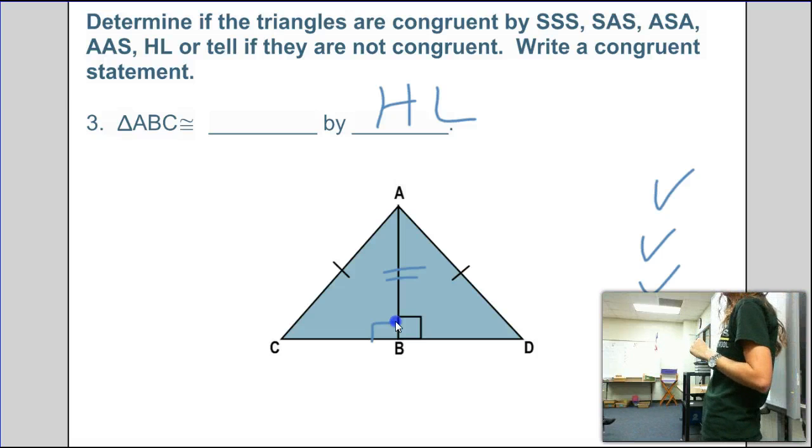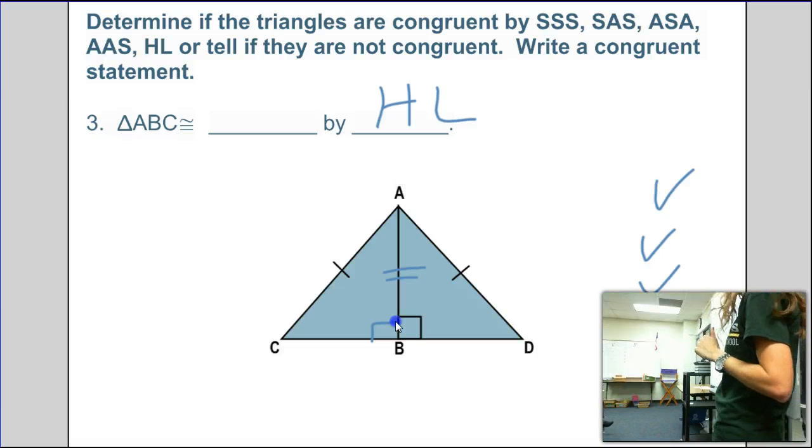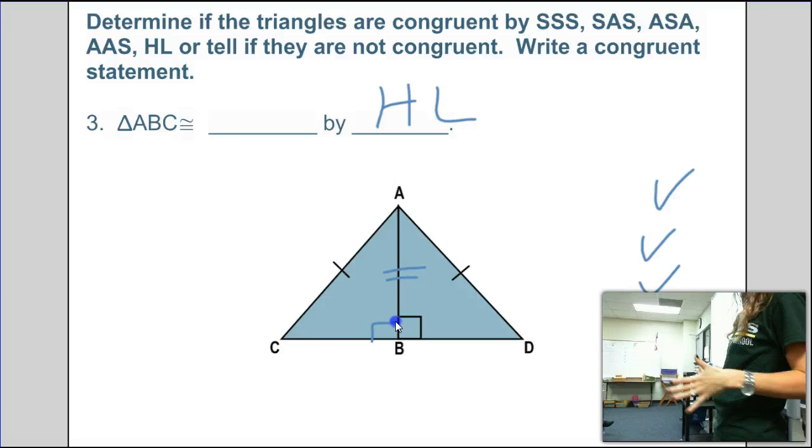Empty, empty. Ooh. This one's angle side side. It's the bad word. But he's an exception to the rule, so we don't call it ASS, we call it HL. Hypotenuse leg.